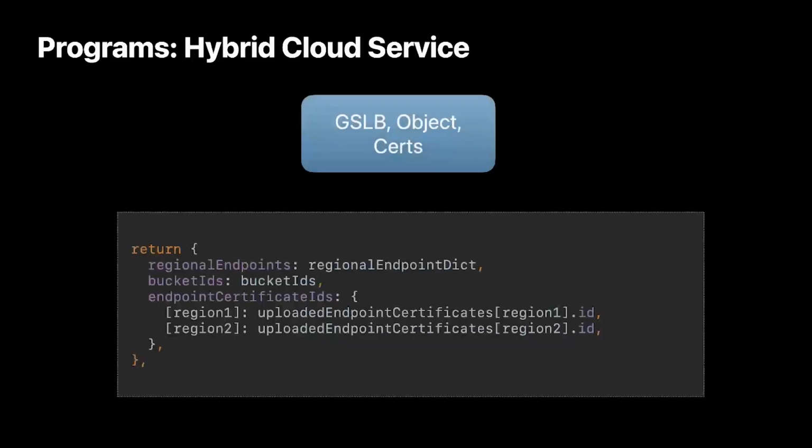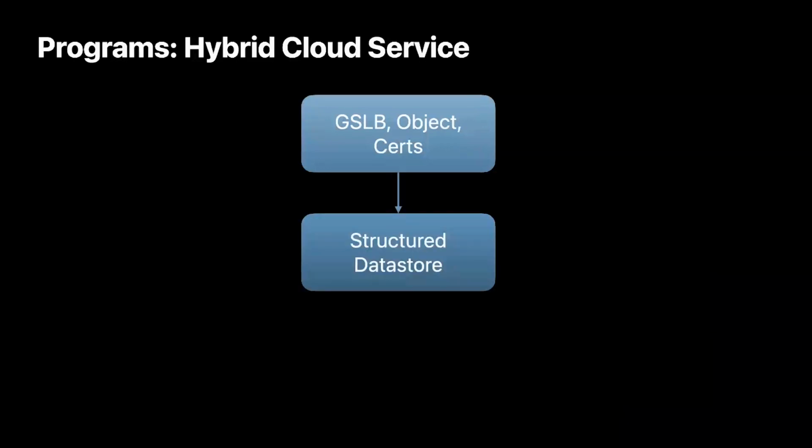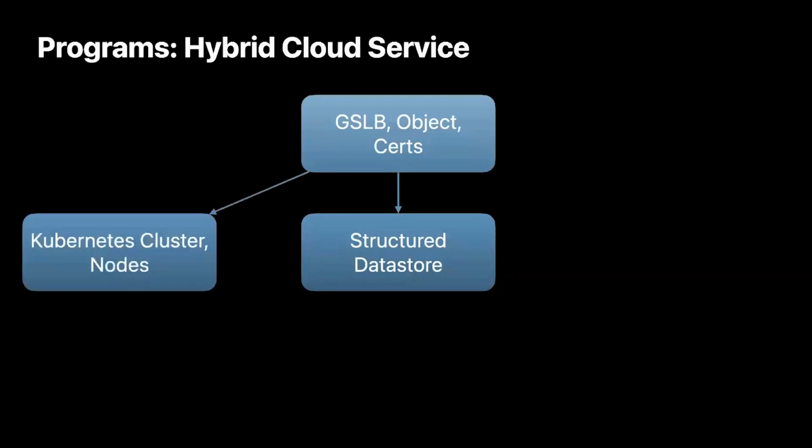The first program provisions a global load balancer, object store, and certificates, so it's very rarely updated. The outputs of this program are referenced in many other programs. The structured data store has an active-passive configuration, so we decided to put it in its own program. A Kubernetes cluster has a slightly different lifecycle. We rotate the images pretty aggressively for security reasons.